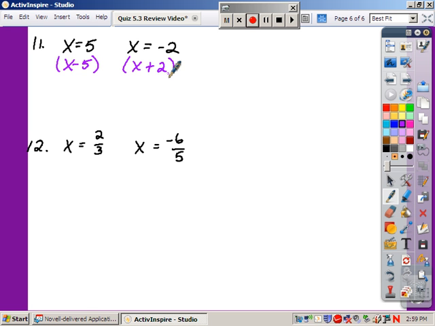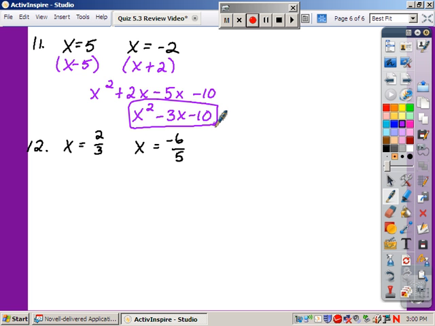And now to multiply together, you've got to use FOIL again. X times x, outside is 2x, inside negative 5x, and last is negative 10. Combine like terms, you got x squared minus 3x minus 10. Final answer, that's your quadratic function.